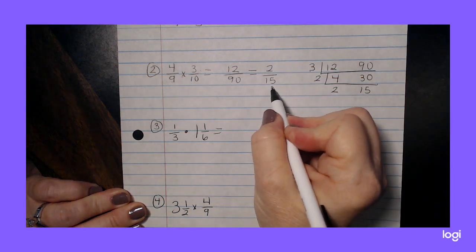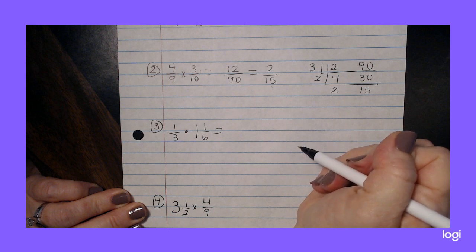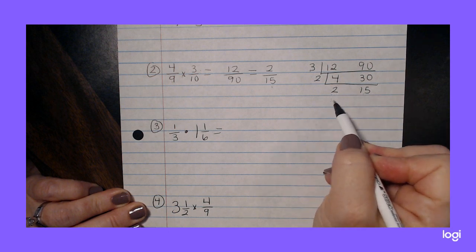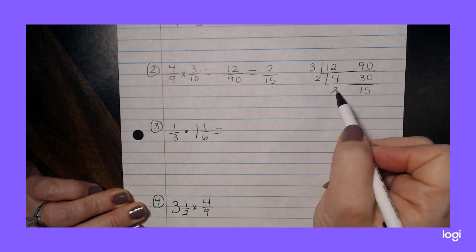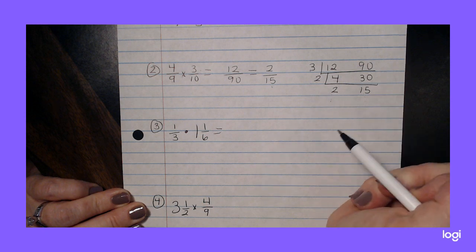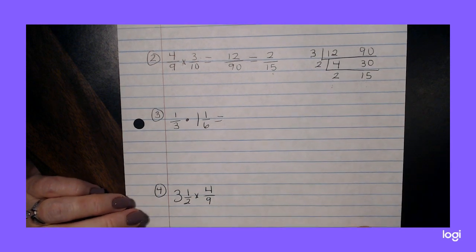Now, some of you may have simplified a little bit differently, but you should have come up with the answer 2 over 15. Now, obviously, if you have a question about what you did wrong, please raise your hand, and I will come around and see if I can help you out.